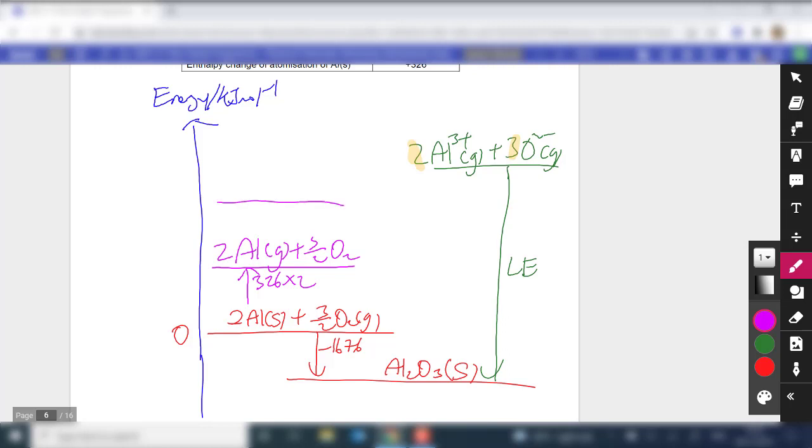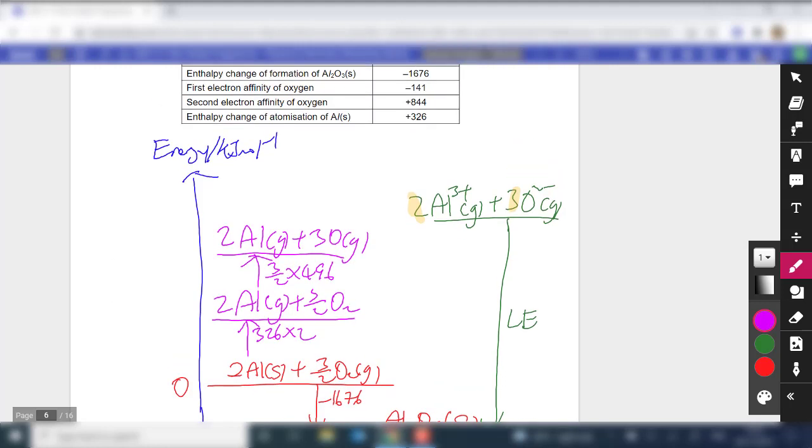Then after that we're going to atomize oxygen. The bond energy of the oxygen double bond is 496. So we'll take 3 half times 496. So we're going to end up with 2 Al gaseous plus 3O gaseous.